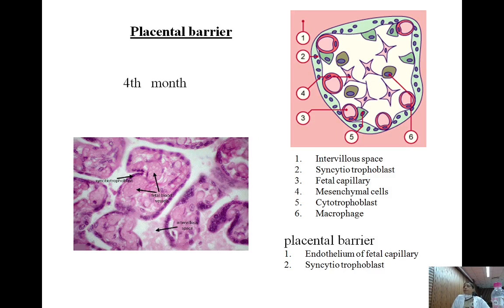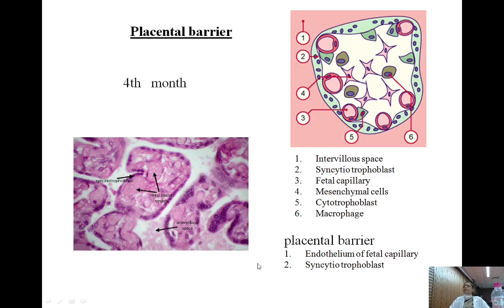Then after the fourth month, what will happen? The cytotrophoblast degenerates. Here these are the cytotrophoblast, they degenerate, and the mesoderm will also degenerate. As a result, the fetal capillaries come close to the syncytiotrophoblast. So now the placental membrane, here you can see these are the fetal blood vessels, and this is the syncytiotrophoblast, and the fetal blood vessels come close to the syncytiotrophoblast.